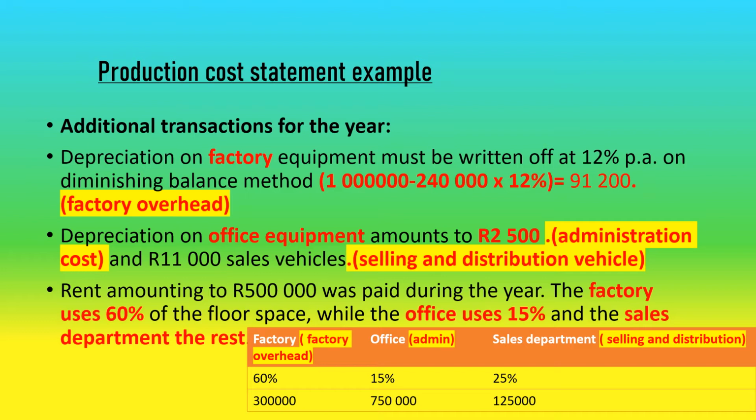So now the rent in the factory goes under factory overhead. The rent in the office is accounted as admin cost, and the rent in the sales department is accounted as selling and distribution cost.